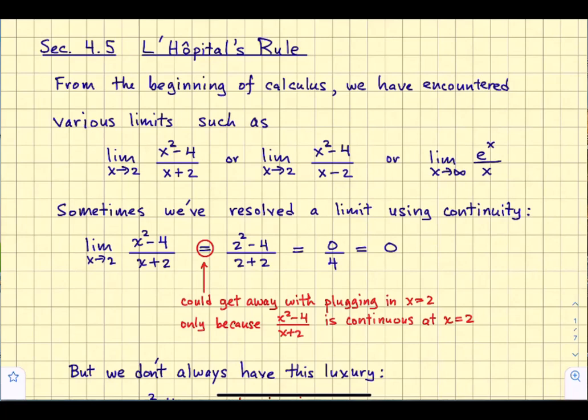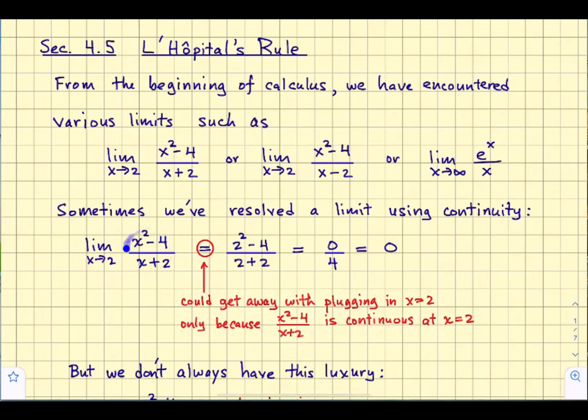Section 4.5, L'Hopital's Rule. From the beginning of calculus, we have encountered various limits, such as the limit as x approaches 2 of x squared minus 4 over x plus 2, or the limit as x approaches 2 of x squared minus 4 over x minus 2, or even the limit as x approaches infinity of e to the x over x. Sometimes we've resolved these limits using continuity, such as in the first example.